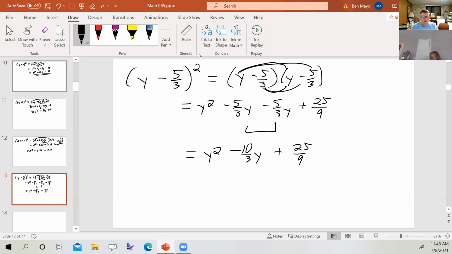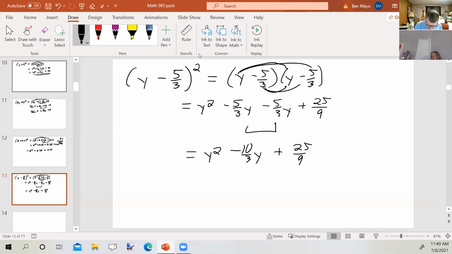Now, I can't reduce 10 over 3. I could change it to a mixed number, but as I warned you yesterday, don't use mixed numbers in WebAssign. So reduce it if you can, but leave it as a fraction, an improper fraction, rather than a mixed number.